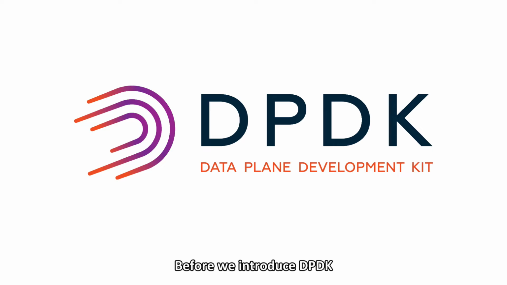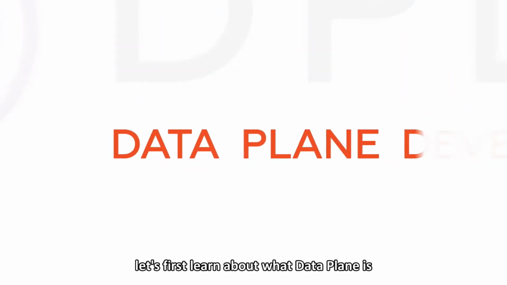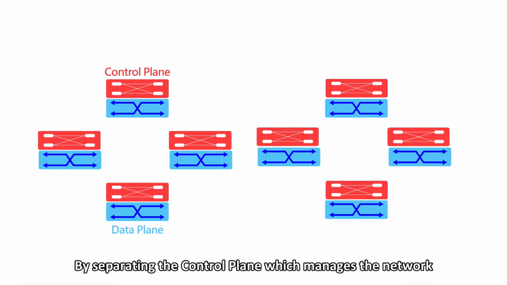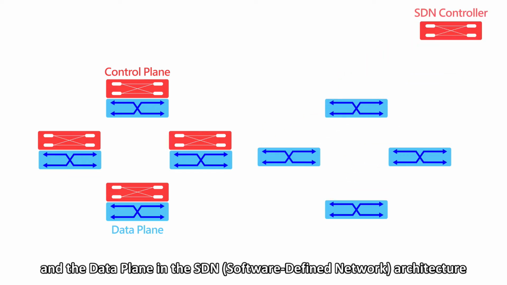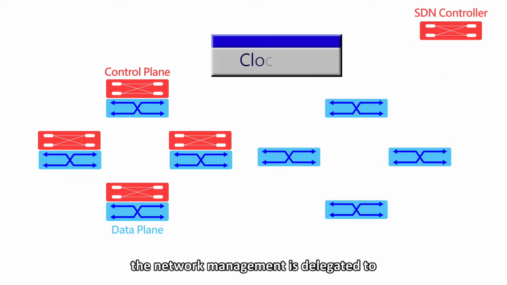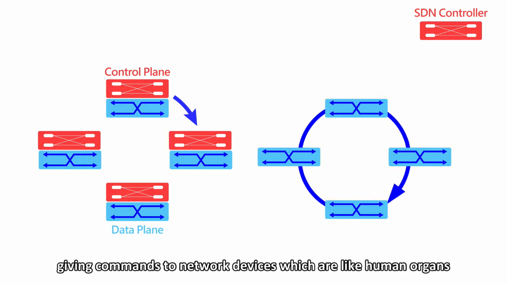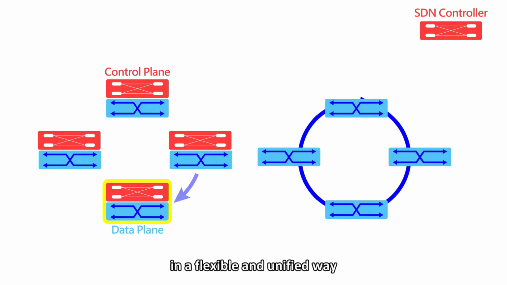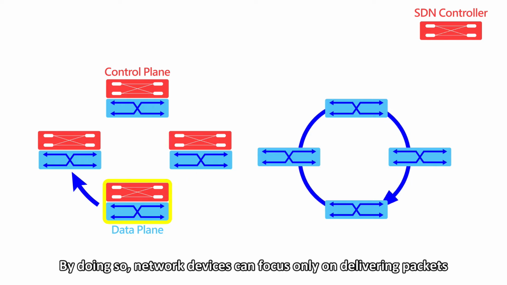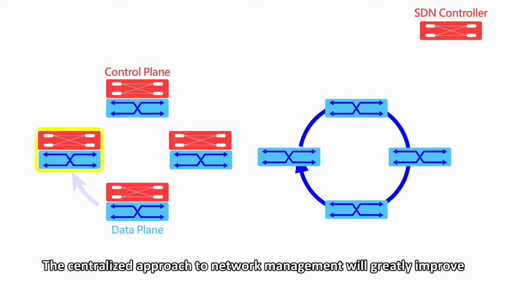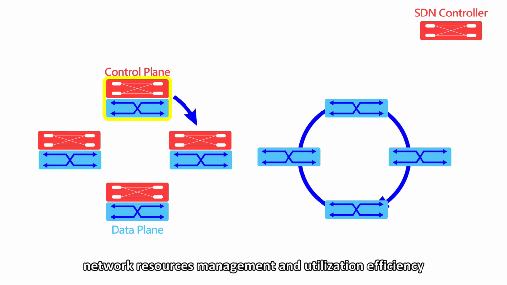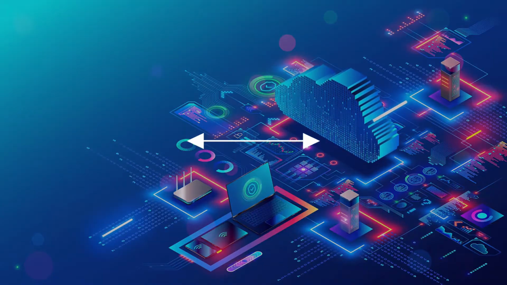Before we introduce DPDK, let's first learn about what data plane is. By separating the control plane, which manages the network, and the data plane in the SDN architecture, the network management is delegated to a controller software at the control layer. The controller behaves like a human brain, giving commands to network devices, which are like human organs, in a flexible and unified way. By doing so, network devices can focus only on delivering packets. The centralized approach to network management will greatly improve network resources management and utilization efficiency.